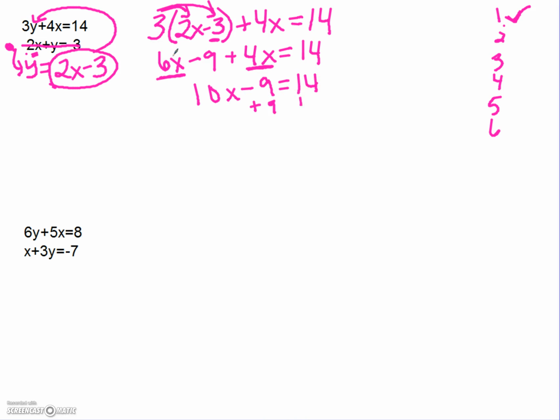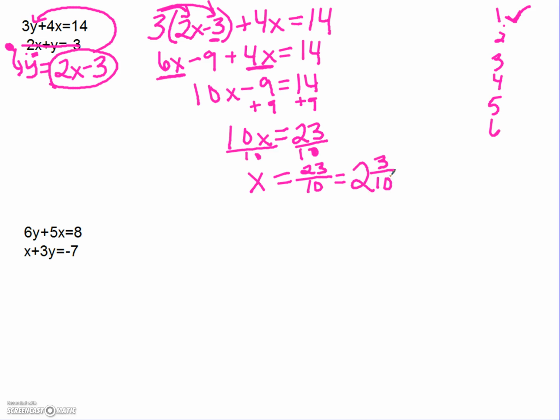Then I move this over. That gives me 23. If I divide by 10, leaves me with x equals 23/10, which will go down to 2 3/10. You're seeing those fractions that you love so much. Okay, so I have substituted in and I have solved for x.